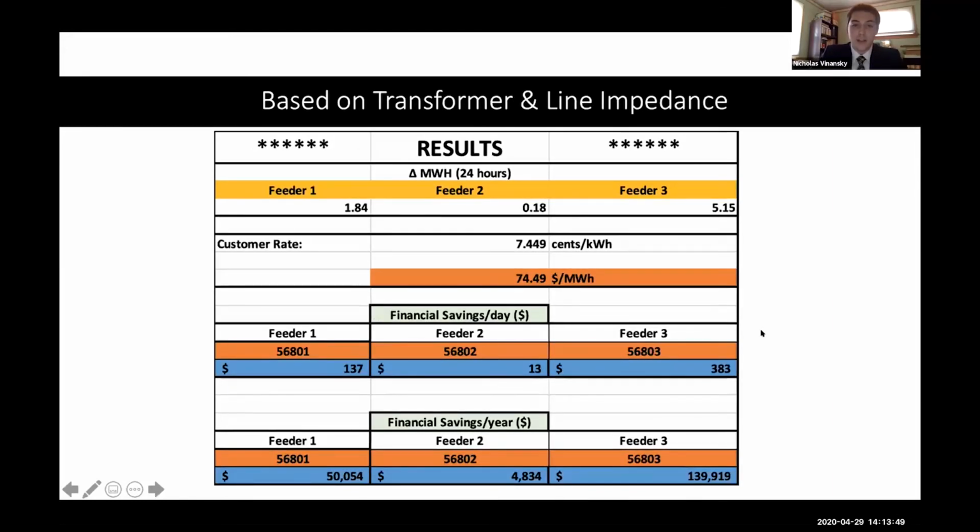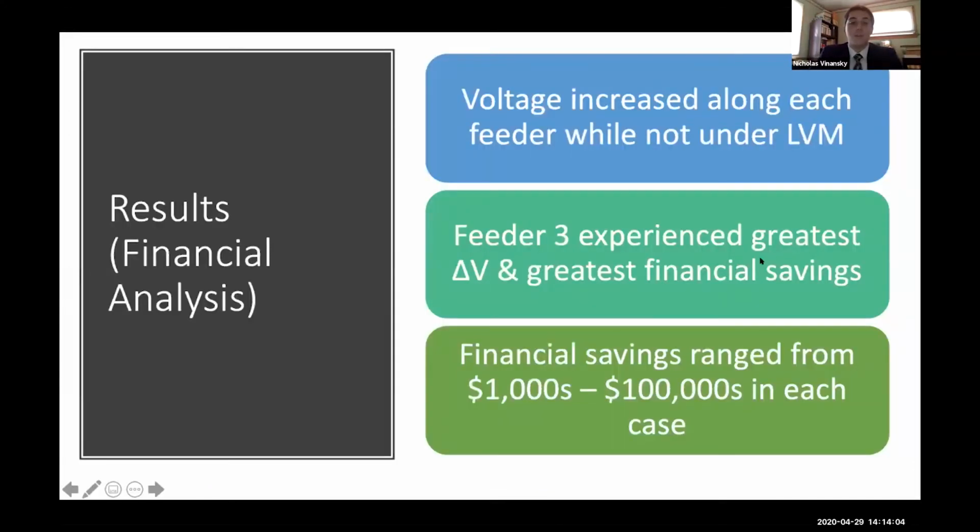Finally, I did one final calculation based on both total transformer impedance and total line impedance and determined financial savings of $50,000, $4,000, and $139,000. So based on these results that we obtained, we saw that the voltage increased along each feeder while not under LVM operation. Feeder 3 experienced the greatest change in voltage and thus the greatest financial savings. And the financial savings ranged from thousands of dollars to hundreds of thousands of dollars in each case, no matter the assumptions.